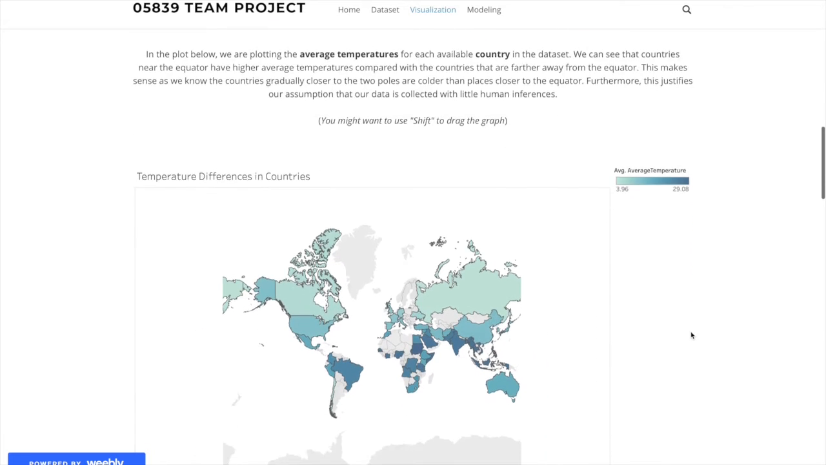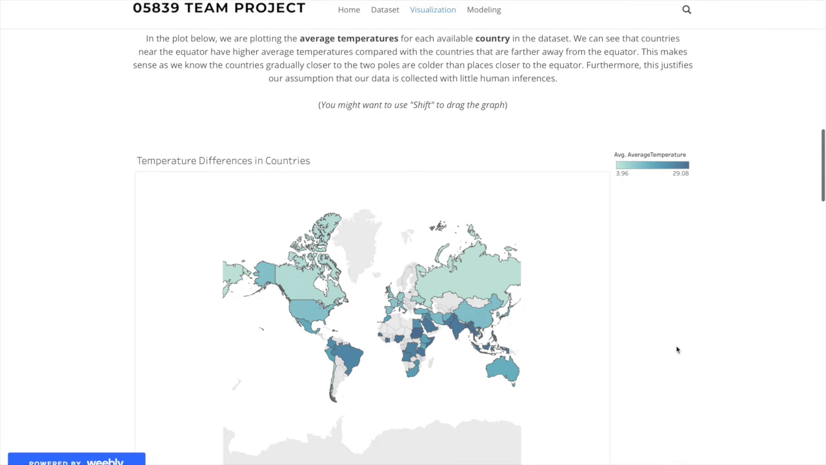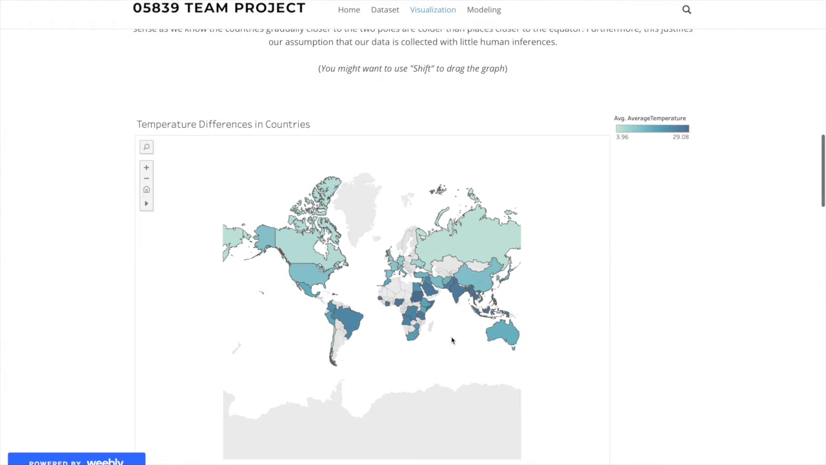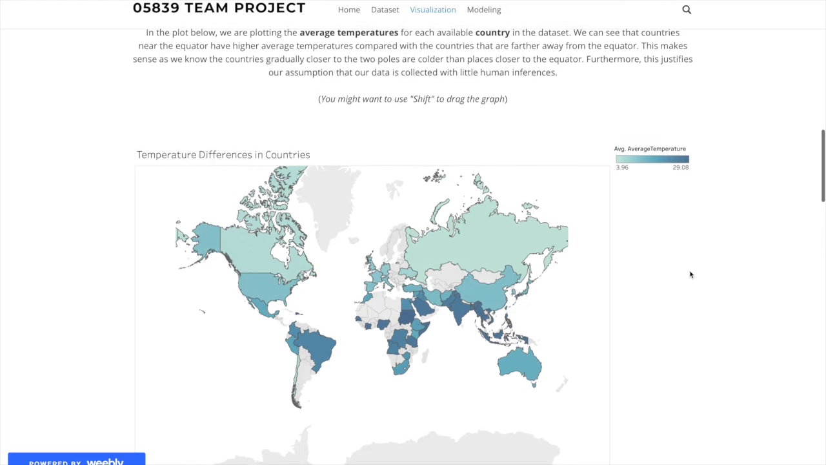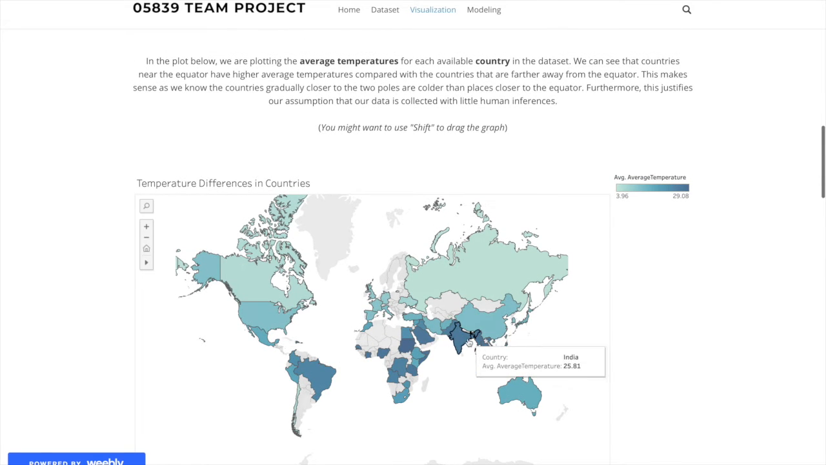In this plot, we are plotting the average temperature versus available countries in the data set. We can see that the higher the temperature, the darker the color. We can see that the countries around the equator have higher average temperatures, for example, India and Thailand, and the countries that are closer to the two poles have lower average temperature, like Canada and Russia.